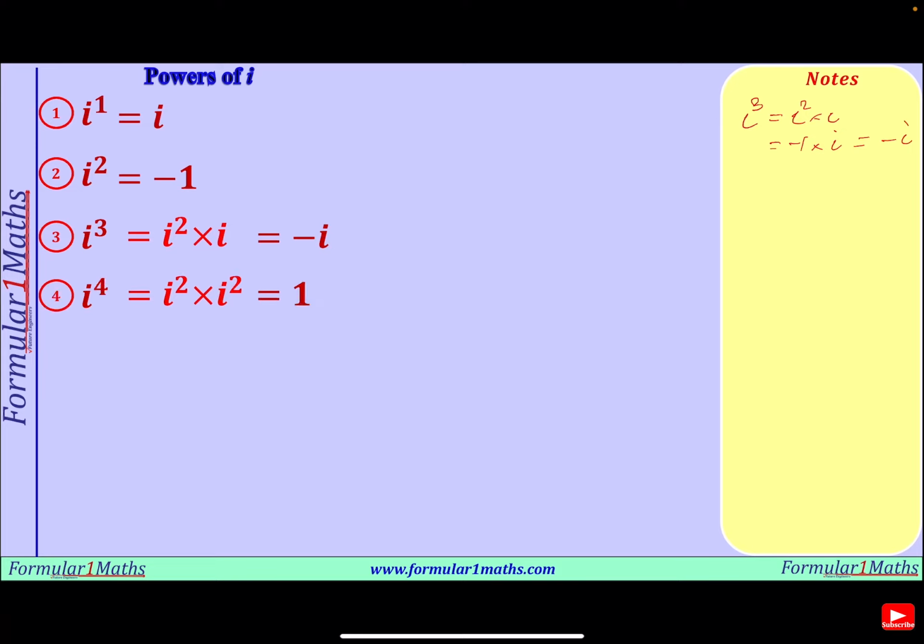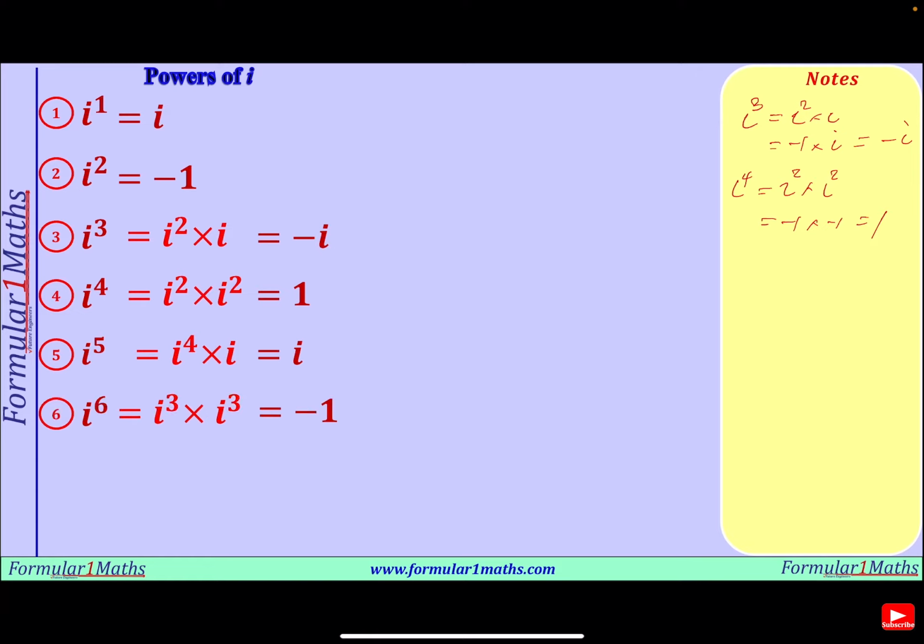So in the same way, we can simplify i to the power 4 to get 1. In this case, i to the power 4 is equal to i squared times i squared. This is the same as minus 1 times minus 1, and I get 1. And the same way we can get i for i to the power 5. And i to the power 6 is minus 1. i to the power 7 is minus i. And i to the power 8 is 1.